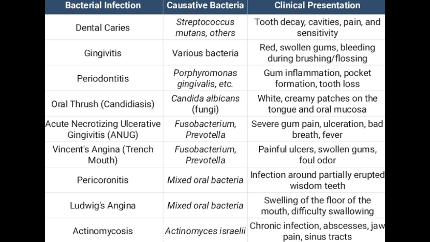Next is tetanus or lockjaw caused by Clostridium tetani. It can cause trismus in the oral cavity, and the characteristic is evil grin. It is known as evil grin or risus sardonicus.